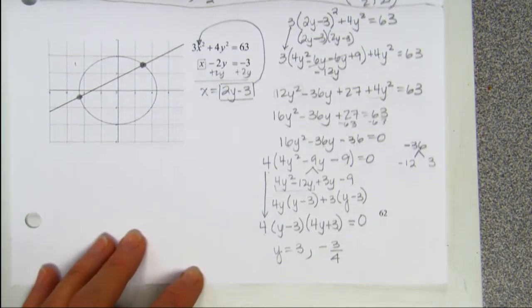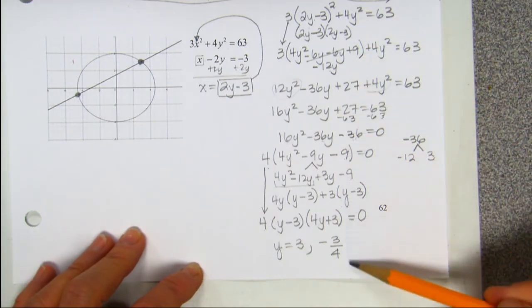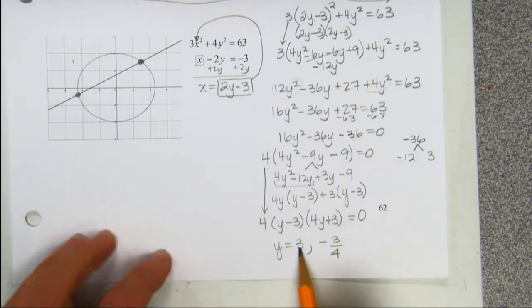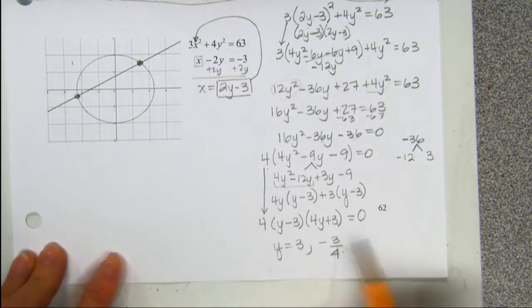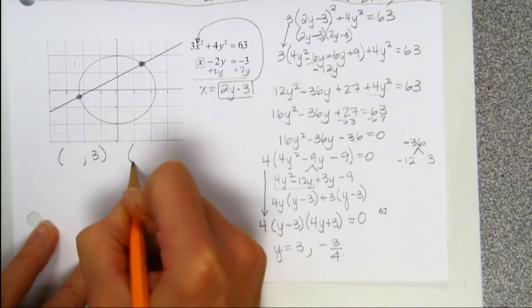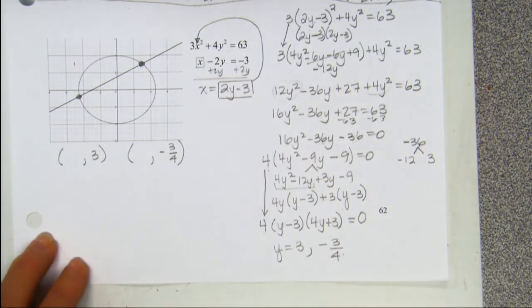I wish that was our final answer. Look at all the work you've done. It's crazy. But unfortunately, that is not our final answer. That is the y coordinate of one of our points and the other y coordinate of the other point. So I'm going to go ahead and write something comma 3 and something comma negative 3/4. We have found the y's.